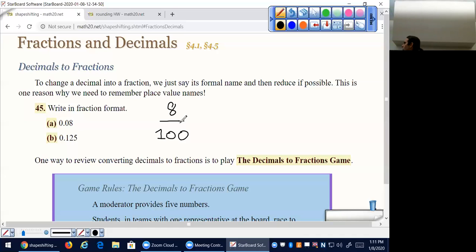Unfortunately, there's this annoying rule that a fraction answer isn't done until it's fully reduced. So I made it a fraction, but I'm not done yet. I have to say, let's reduce this thing. So those are the steps to turning a decimal into a fraction. Say its formal name, and then reduce it if you need to.